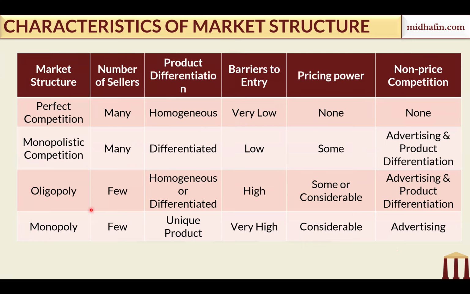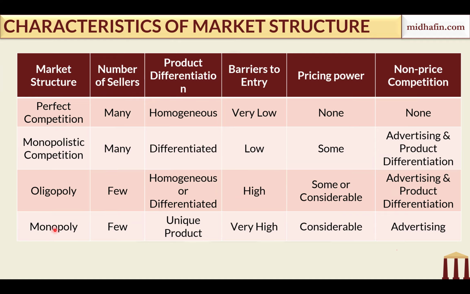Then you have oligopoly. Here, the number of sellers is few. Product differentiation, again, either it will be homogeneous or it can be differentiated. Barriers to entry are high. There is some or considerable pricing power. Non-price competition is the same as monopolistic competition.